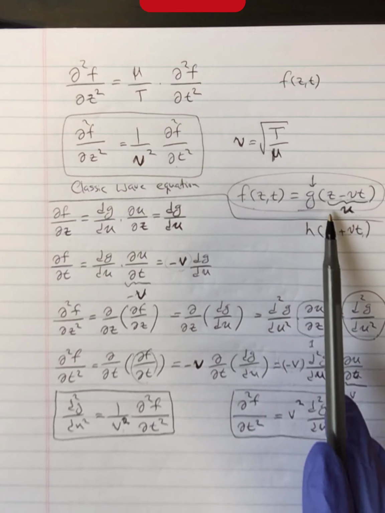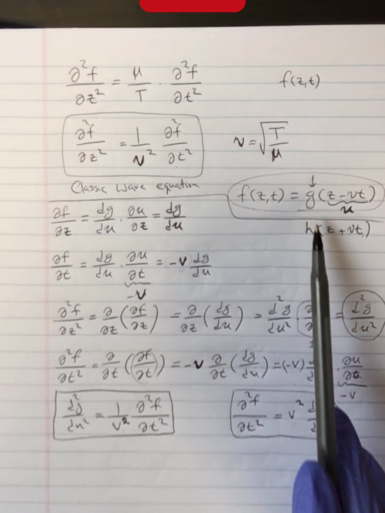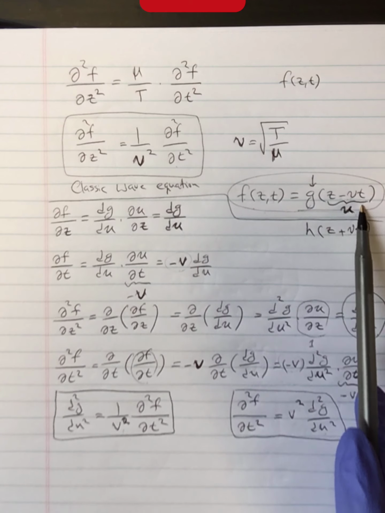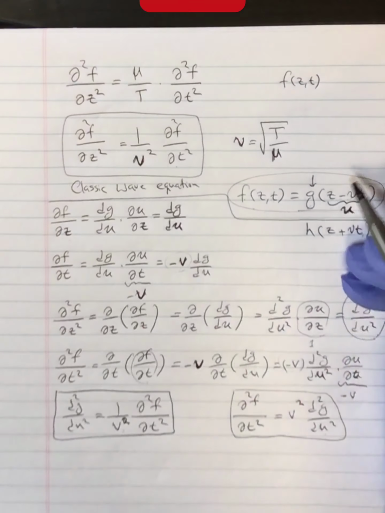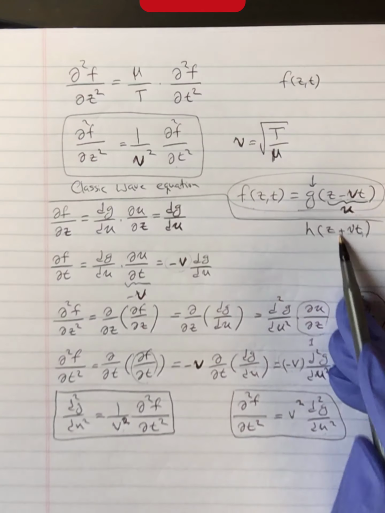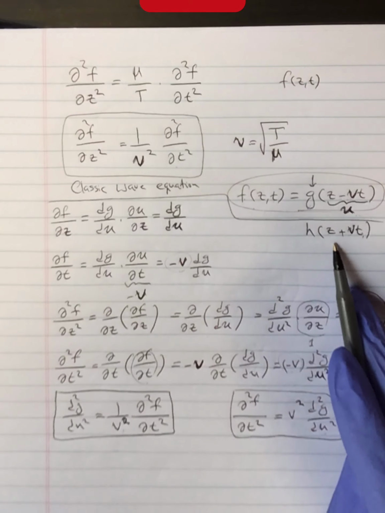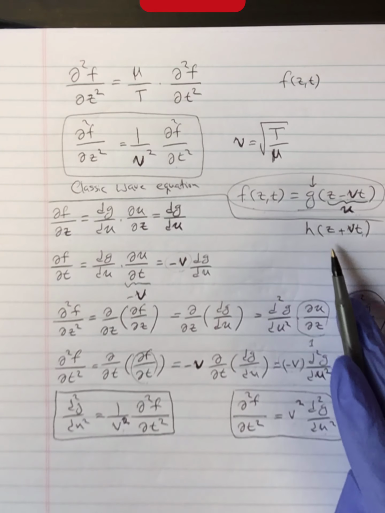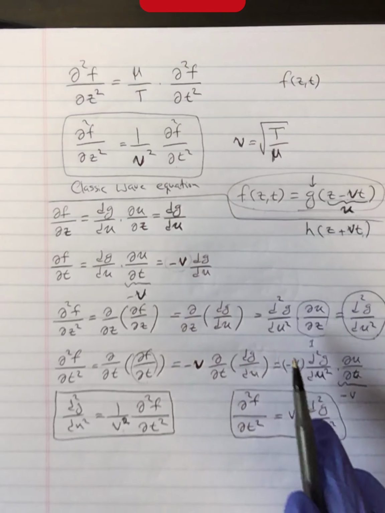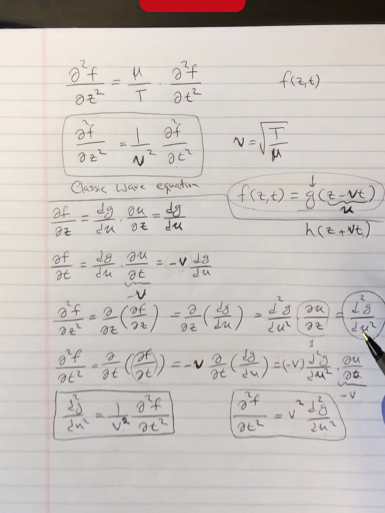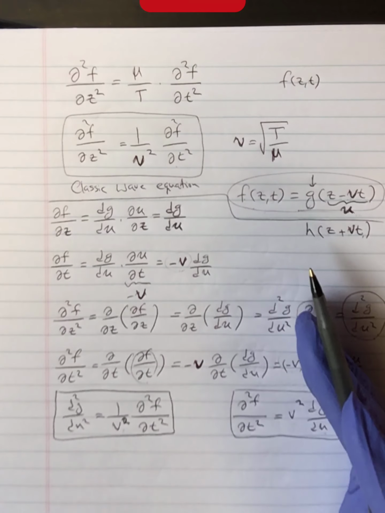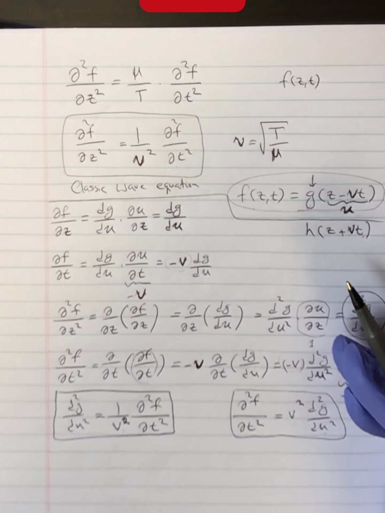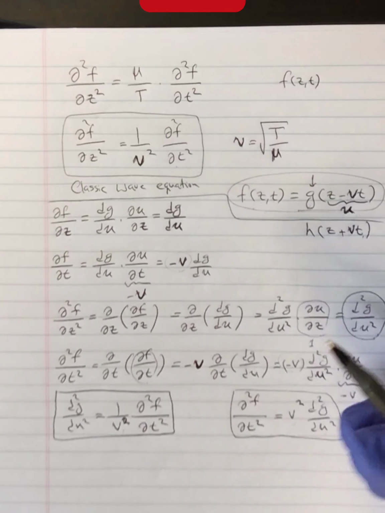Now if we think about this, what is the difference between the two? G of z minus vt is a wave that is traveling in the positive z direction with the velocity of v. Z plus vt is a wave that is traveling with the same speed but in the negative z direction. And from a physical point of view, that totally makes sense. If you have a string that you can move and create one wave in positive z, most likely if you go to the other side of the string, you can create a very similar wave traveling in the opposite direction.